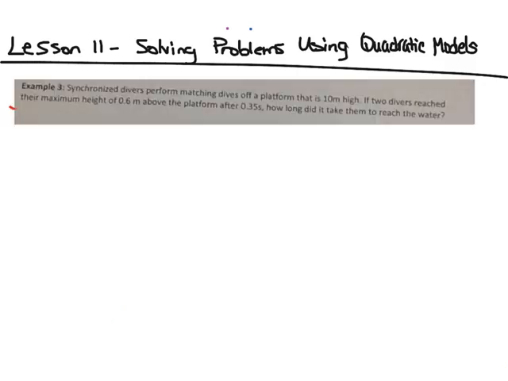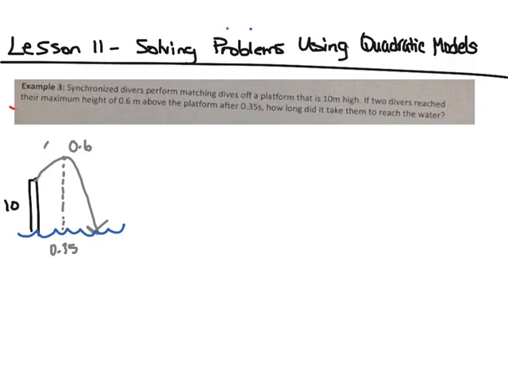Synchronized swimmers dive off of a platform that is 10 meters high. So let's draw our platform. We know it's 10 meters high. And they jump off, jump into the water. And we know that they reach their maximum height of 0.6 meters, and the time is 0.35 seconds. So that's our vertex.